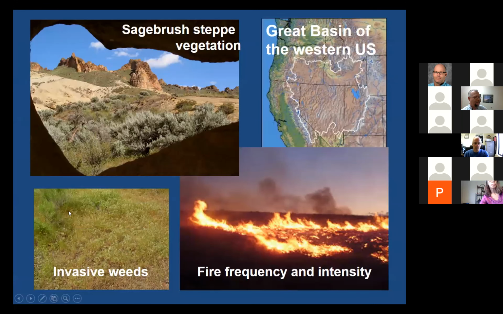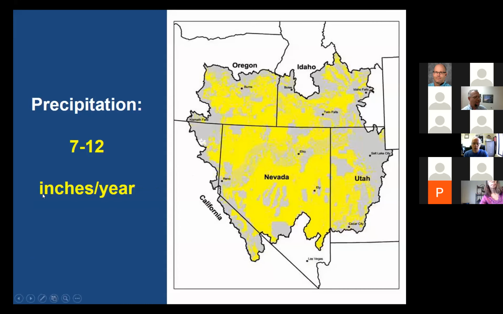So we are at the north end of the Great Basin, and the vegetation in the Great Basin has been in need of restoration efforts because of invasive weeds, overgrazing, and also fire damage. The Great Basin area is an area of high desert with precipitation about 7 to 12 inches a year, mainly occurring over the winter. So summers are long and hot and dry.